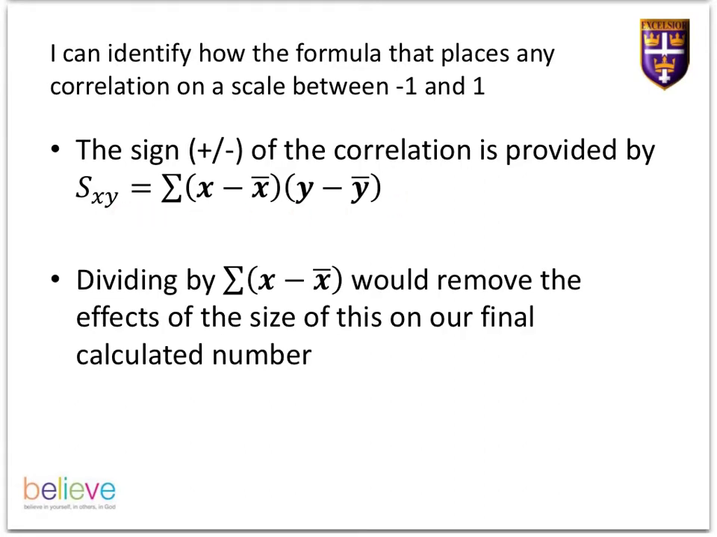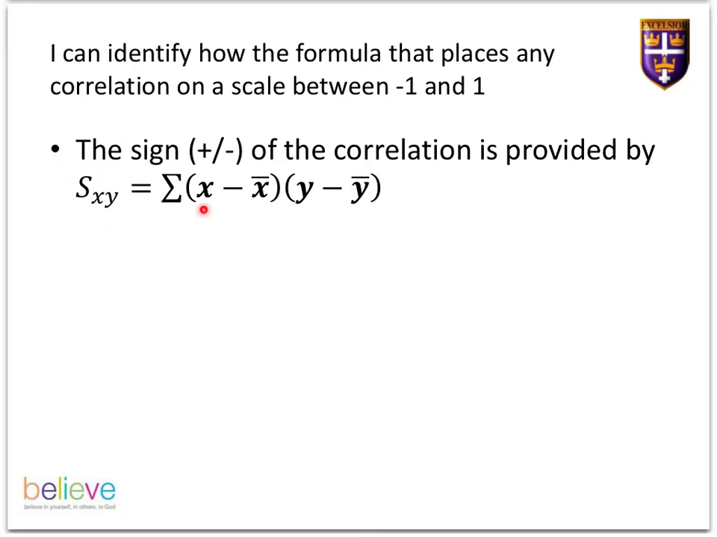When I calculate SXY, I do get a number, and it is a product of these calculations here. I'm multiplying these together, so I will get a number, and I'm interested in whether it's positive or negative, but this number could be changed drastically by the units that were involved. However, if I divided by the size of that, it would remove the effect on the final calculation. The same thing would happen if I divided by that value there. That would take away the size of this from the final calculated number.